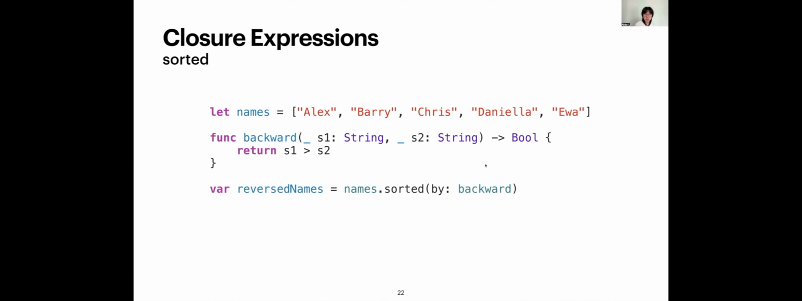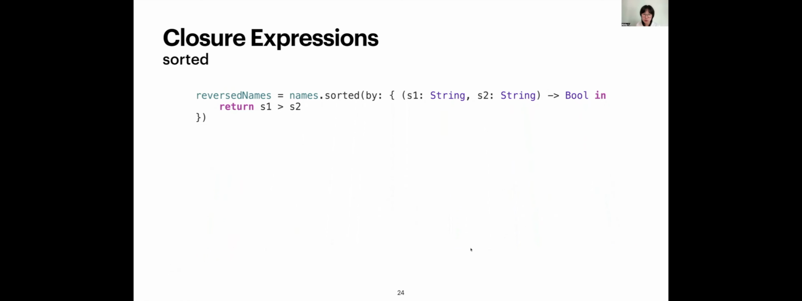So here's the straightforward approach. We have an array of names. We write a regular function called backward that takes two strings and returns true if the first one is greater, meaning we want reverse alphabetical order. This works, but writing a whole separate function for something this simple is overkill. So now Swift lets us simplify this step by step.